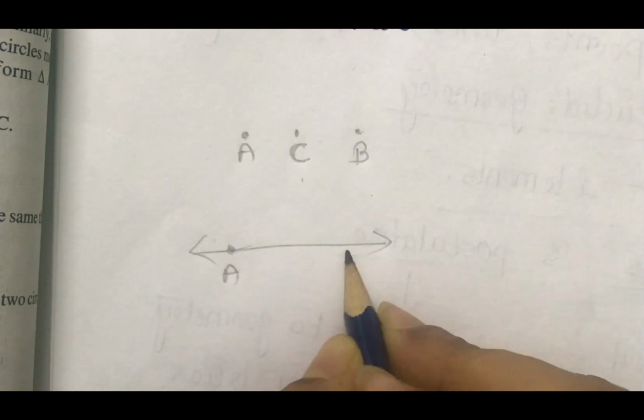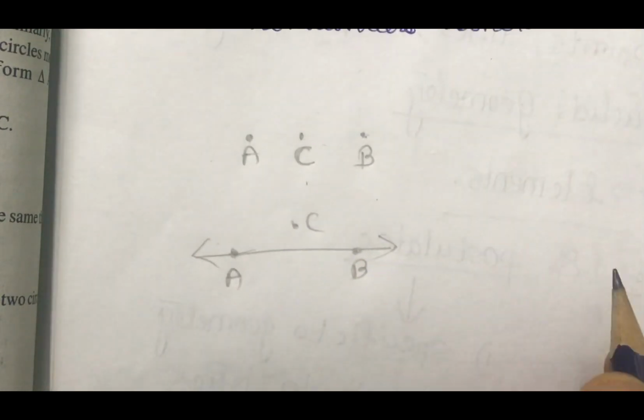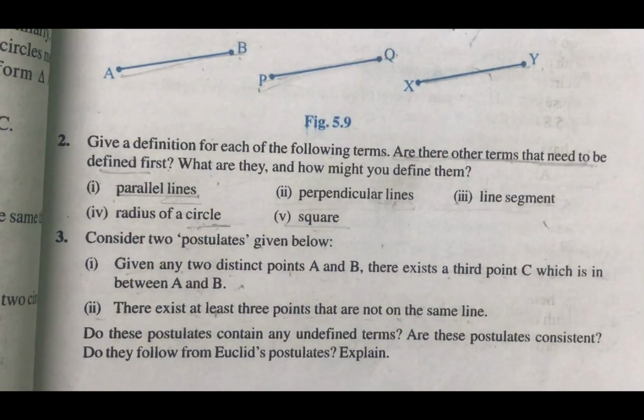There exist 3 points that are not on the same line. Okay, these are the two postulates. So now what is the question?